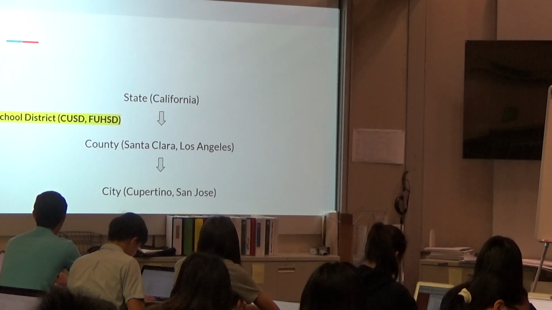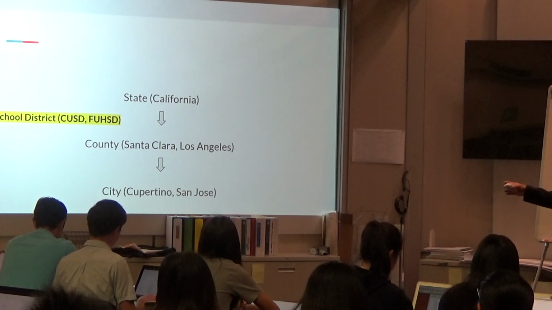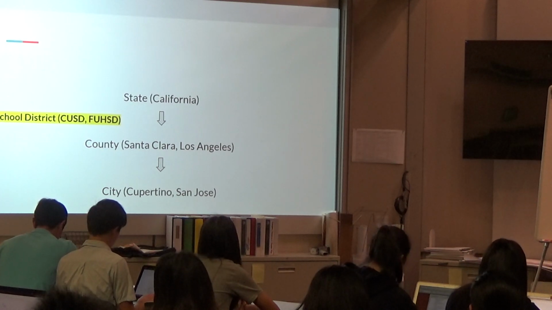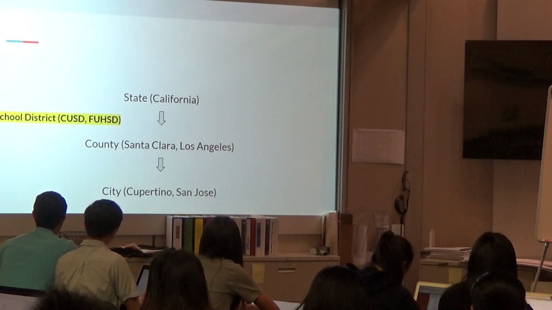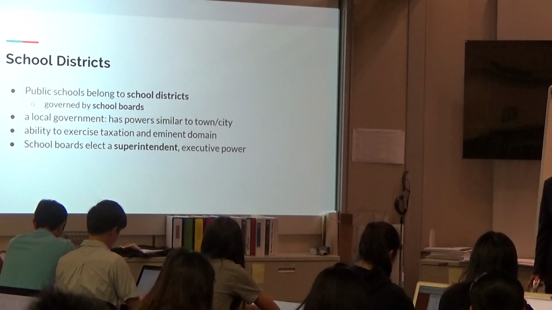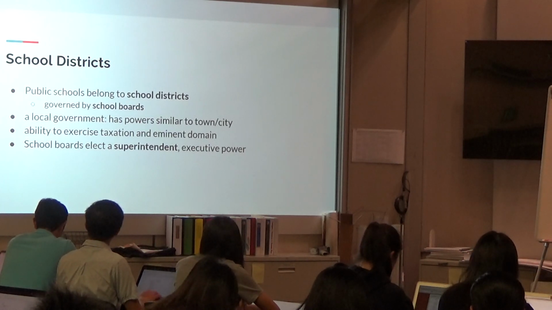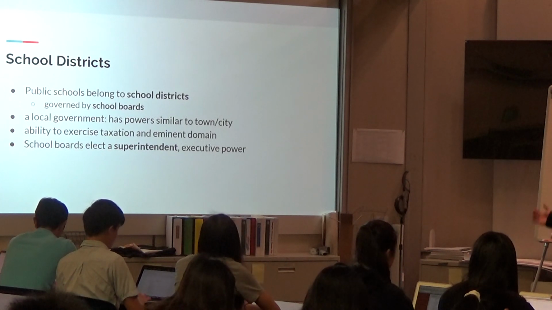So now we're going to go on to the school district, which is not really part of the hierarchy in terms of the government, but it's an important thing for us to all understand. Some familiar school districts, CUSD and FUHSD, are two important ones that many of you might be familiar with. So what exactly is a school district? A school district is comprised of public schools, like Lynbrook High School and Kennedy Middle School. They all make up school districts of their own.